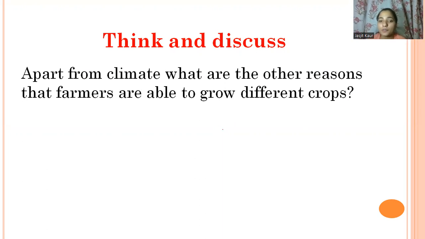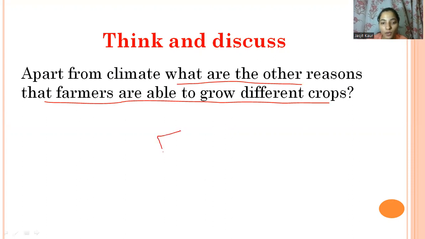Okay. So apart from climate, what other factors or reasons are responsible that farmers are able to grow different crops on one particular land? What are the other reasons apart from climate that farmers are able to grow different crops on this particular land? What do you think? Yes, you can write your answers in the comment section.